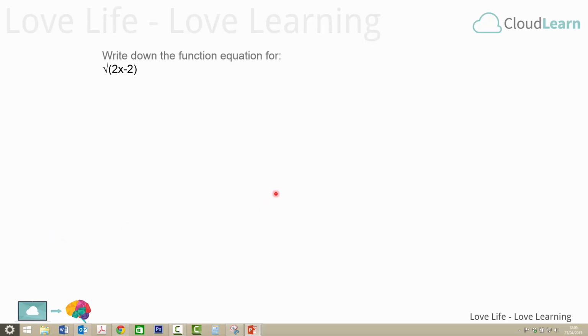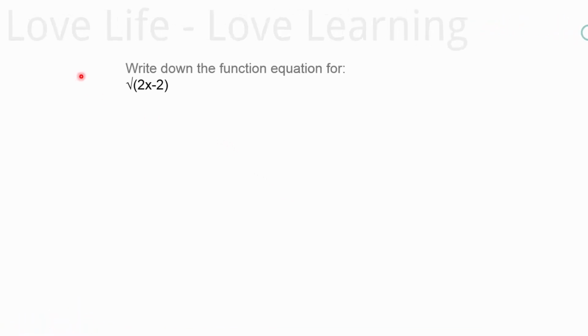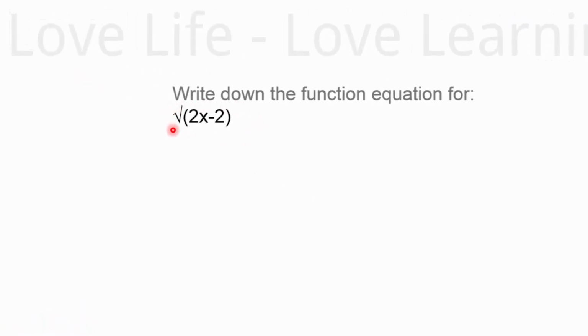Hi, in this video we're going to look at how to write down a function equation, and in this case we're going to look at the example here, which is the square root of 2x minus 2. When you're writing down a function equation, you're basically writing down the actual equation itself, but you also have to indicate which values are not allowed in the function.